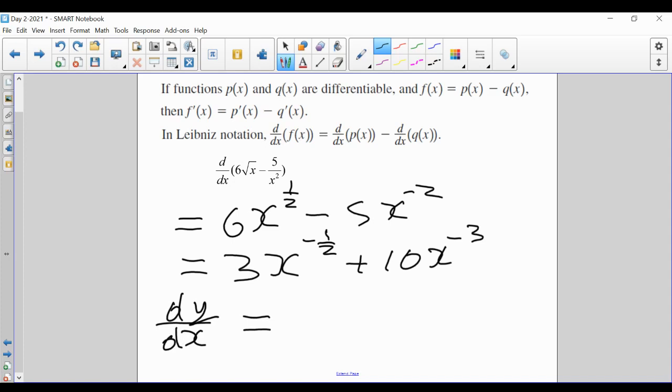Instead of saying 3x to the minus a half, and hopefully this is going to make sense to everybody, I'm going to say 3 over the square root of x. I wonder if that sounds about right to everybody.